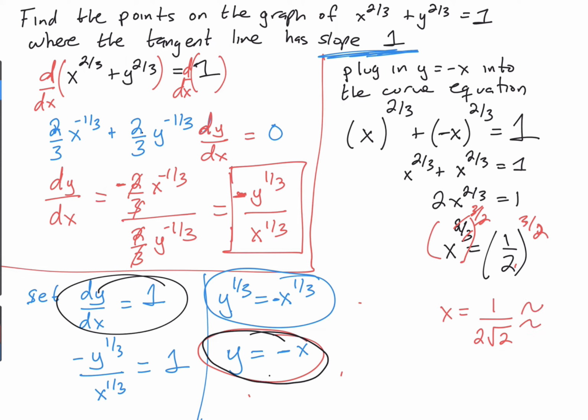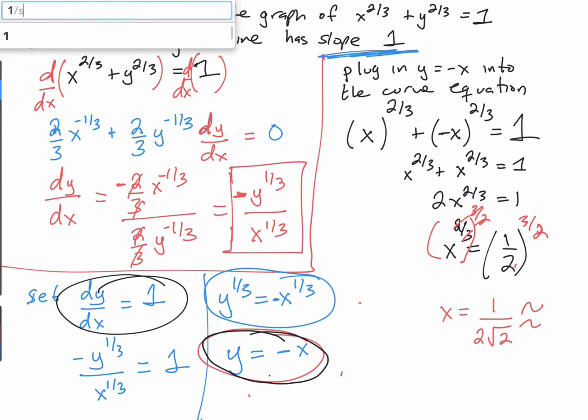What's 1 divided by 2 root 2? Well, I'll do the square root of 8 here. Oh, that looks pretty close, no? 0.3536-ish. And then what's the y value? y is equal to minus x, we said, right? Negative 1 over 2 root 2. Okay. Are we done?